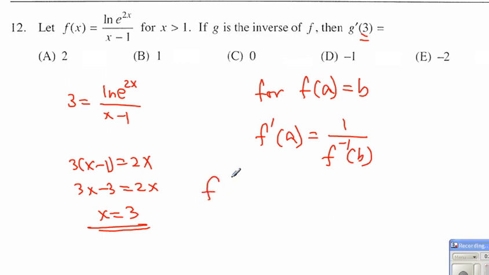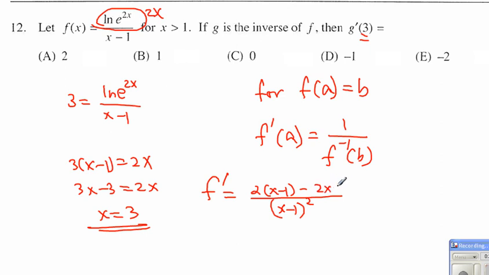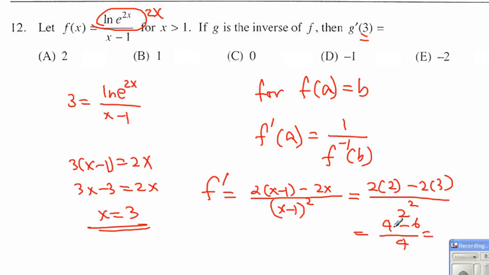So what is f prime? This portion can be simplified as a 2x. What we like to do is let's use the quotient rule. So the bottom is x minus 1 squared. Top is 2x over x minus 1. So when we take the derivative of the top, we get 2 times x minus 1 minus the derivative of the bottom, which is simply 2x times 1, which will be that. And then when we plug in 3, we end up getting 2 times 2 minus 2 times 3 over 2 squared. Now this becomes 4 minus 6 over 4, which is equal to negative 1/2. But here we have to get the reciprocal of that, so we will end up getting negative 2.